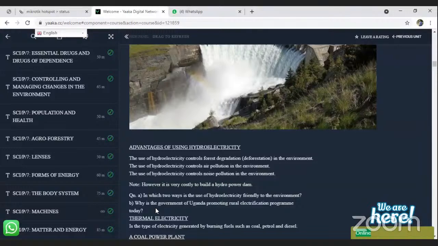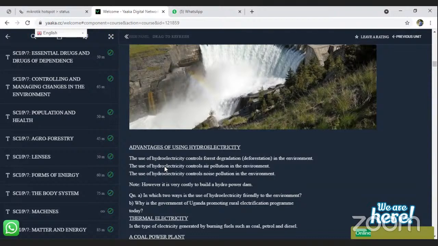Why is the government of Uganda promoting rural electrification program today? Okay, I don't know, I'm confused. So even this one, you can just simply say to prevent environmental degradation, because without electricity, it means that people are going to continue cutting down trees so that they can get wood fuel, they can get charcoal, and so on.